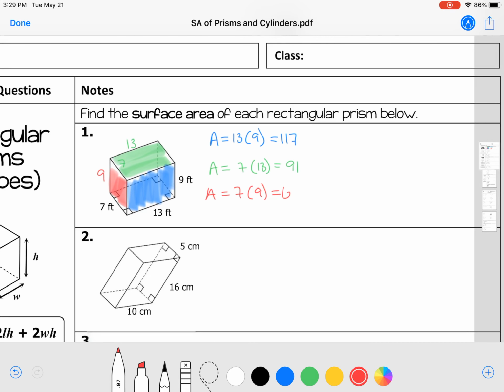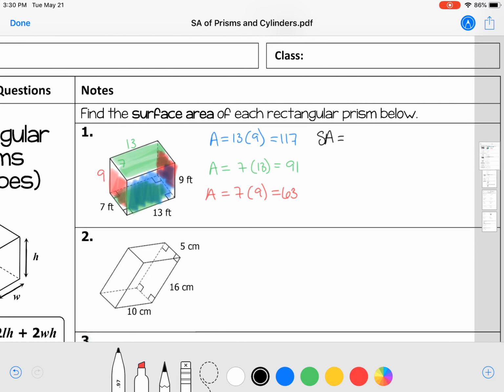which is 63. Now you're probably saying, well, Miss Clark, you only found 3 areas. Well, ladies and gents, I don't need to find any more because all of those areas are going to repeat. For example, that green rectangle is also down here, and that red rectangle over to the left is also over here to the right, and so on and so forth. The blue rectangle in the front is also in the back. They just double.